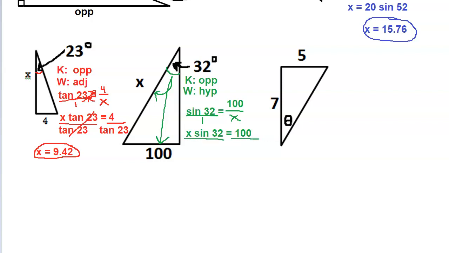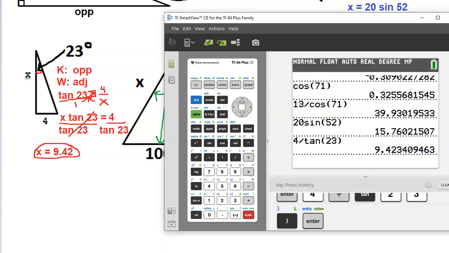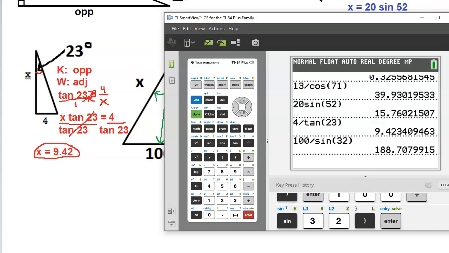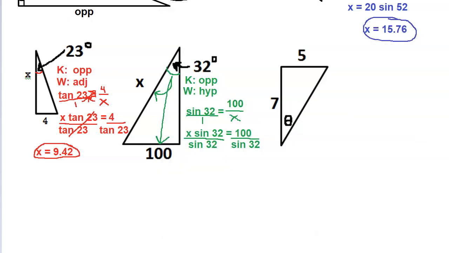All right, it's fine. So we're going to divide again, and we're going to get, if we divide both sides by the sine of 32, we're going to get 100 divided by the sine of 32. 188.71. Not bad. Not bad, not bad. The guess was 200. It was 188. That sounds pretty good to me. I think we'll go with it.